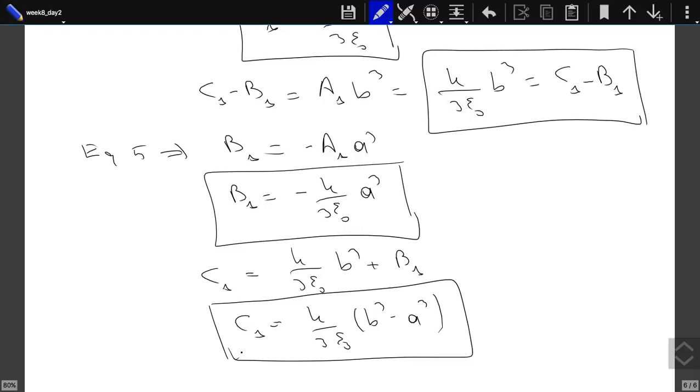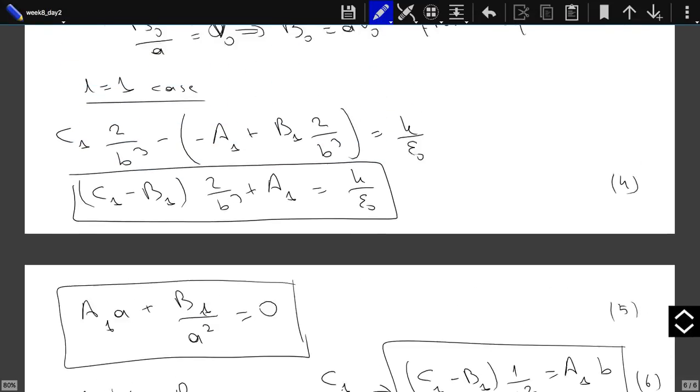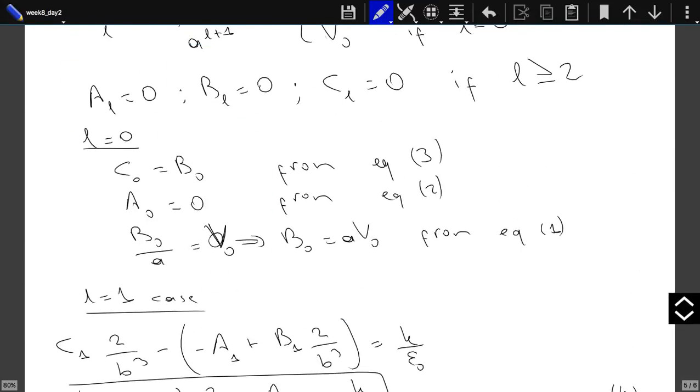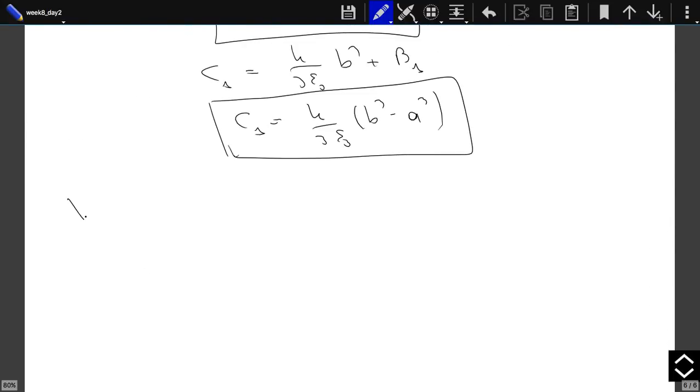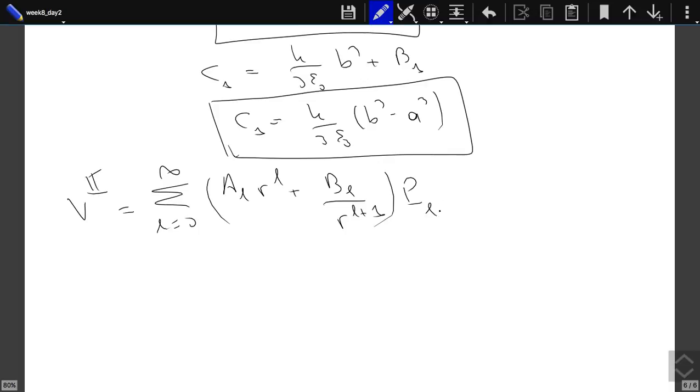Now we had already known that all the coefficients are 0 for L equal to 2, 3, 4. Now we know the coefficients C1, B1, and also A1 for L equal to 1. And we had already calculated what A0, B0, and C0 are for L equal to 0. So we know the solution. Let's write it down. The potential in region 2, remember, this was the sum over L from 0 to infinity of A_L r to the L plus B_L over r to the power L plus 1 times P_L of cosine theta.